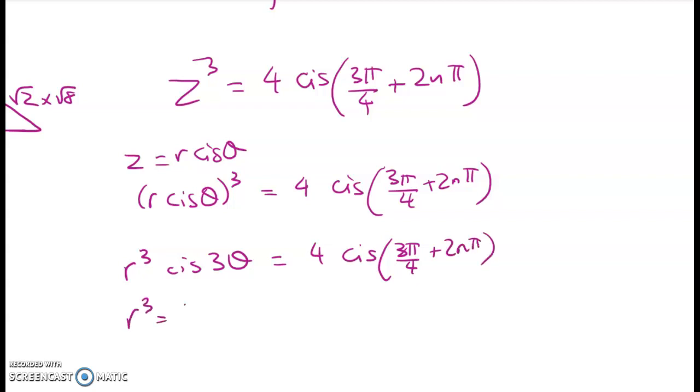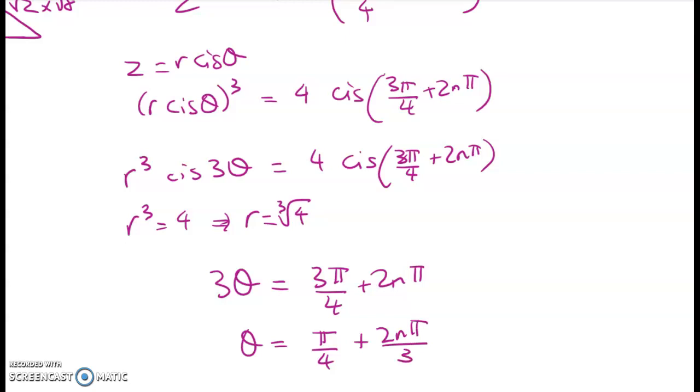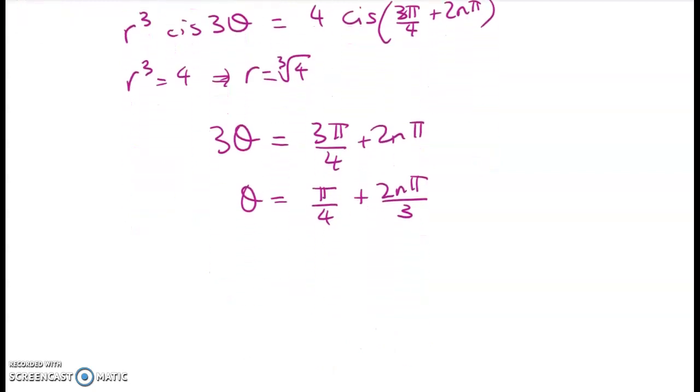So r cubed is 4. That means that r is equal to the cube root of 4. And 3 theta is equal to 3 pi on 4 plus 2n pi, giving me theta is equal to pi on 4 plus 2n pi on 3. And you know from hopefully, well, you will after you've done the remedial worksheet, that it's worthwhile making these unsimplified fractions and getting a common denominator.